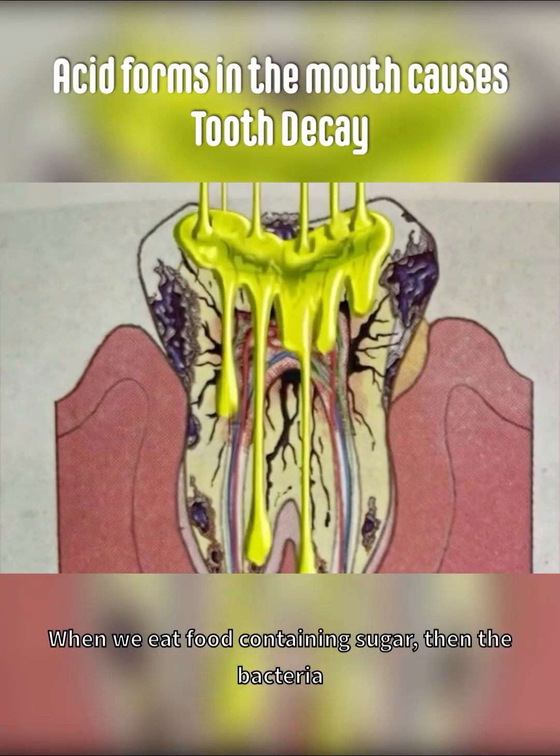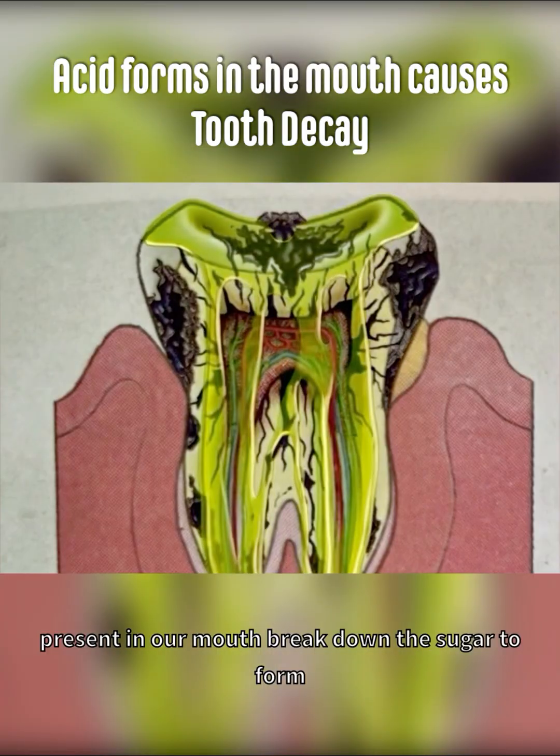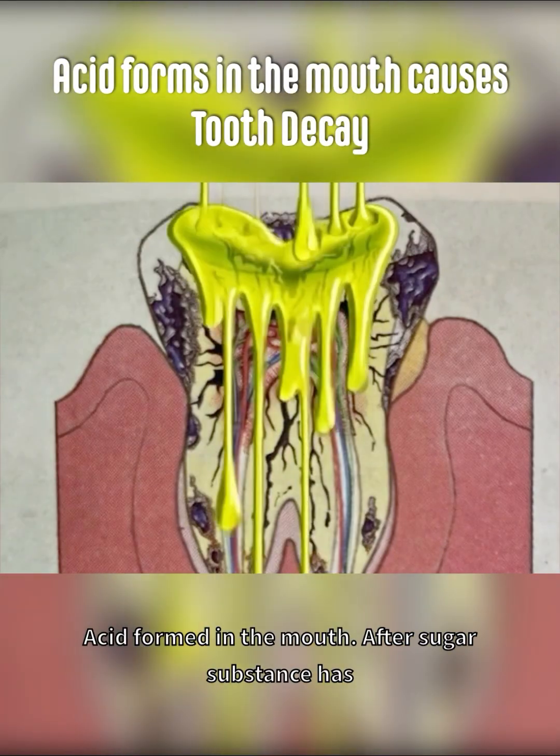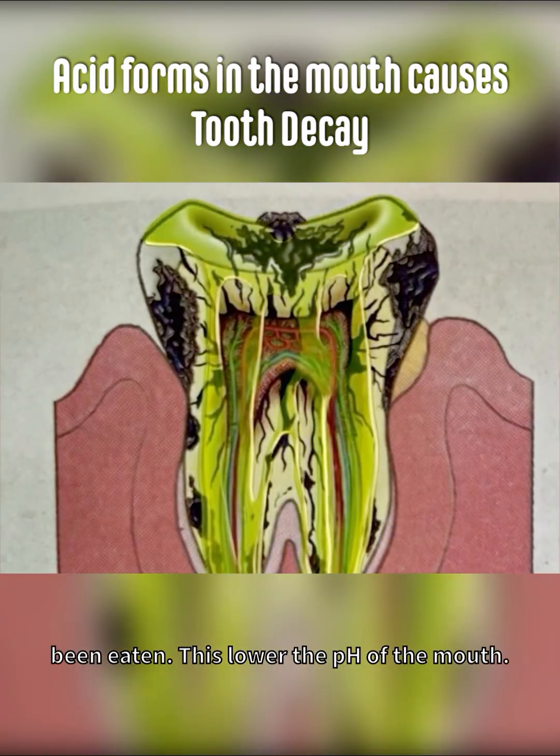When we eat food containing sugar, the bacteria present in our mouth break down the sugar to form acids. This acid is formed in the mouth after a sugary substance has been eaten. This lowers the pH of the mouth.